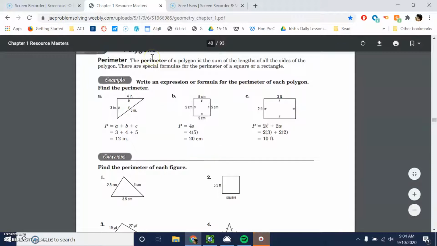We're going to find the perimeter. The perimeter of a polygon is the sum of the lengths of all the sides of the polygon. So we're going to look at a bunch of shapes and find the perimeter.